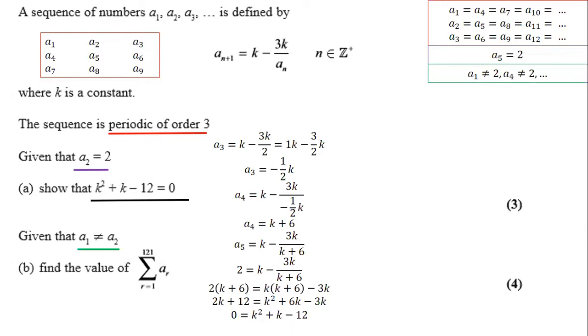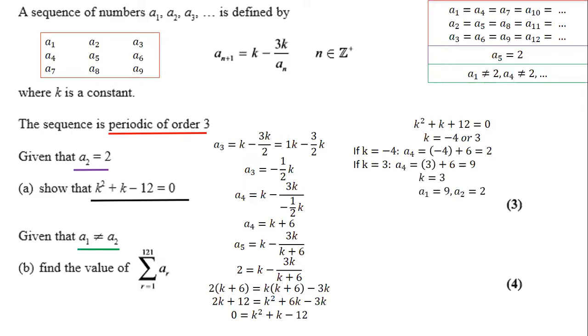Now I've got an expression for A4. If you look back in the working out, A4 is K plus 6, and I know that doesn't equal 2, so I need to work out what K could be. So I've got a quadratic for K, solve it to get K is minus 4 or 3. So if I sub in minus 4 into A4, K plus 6, so minus 4 plus 6 is 2. But I know that A4 is not equal to 2, so K can't be minus 4, so K must be 3. So sub 3 in, so 3 plus 6 gives me 9. So therefore, K is 3.